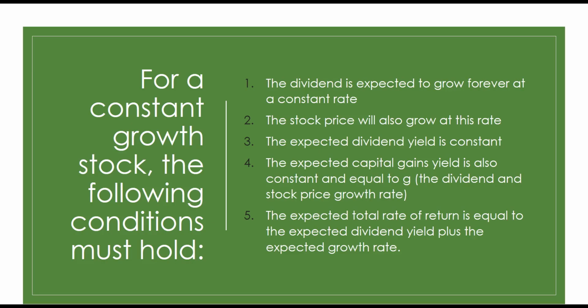So for a constant growth stock, we have some conditions that must hold. The dividend will grow forever at a constant rate. The stock price will also grow at this rate. The expected dividend yield will be constant. The capital gains yield is also constant, and it will be equal to the growth rate. And the expected total rate of return is equal to the dividend yield plus the expected growth rate. These conditions usually hold for large mature companies, so it's often pretty fair to assume that large mature companies are going to have a constant growth rate in dividends.